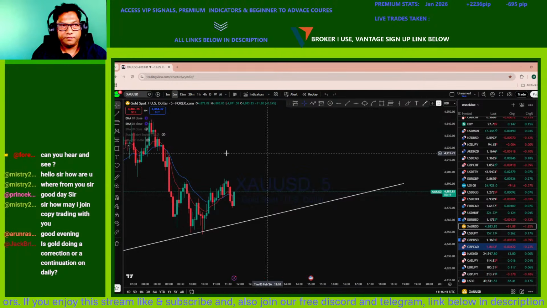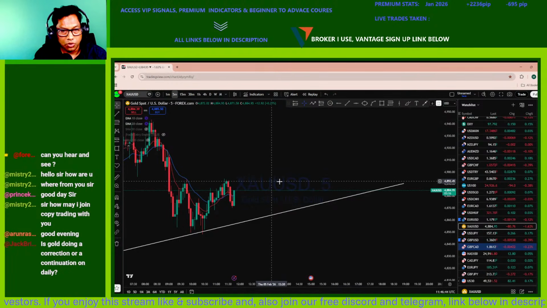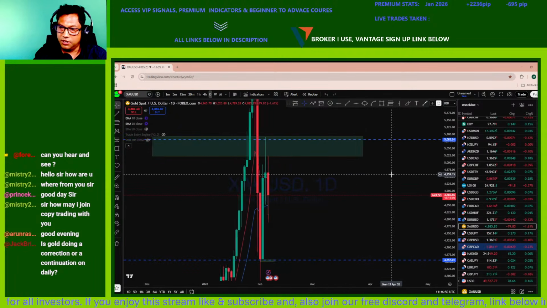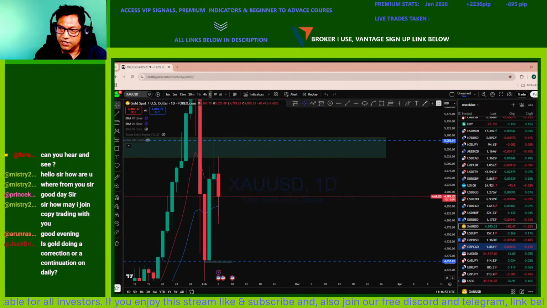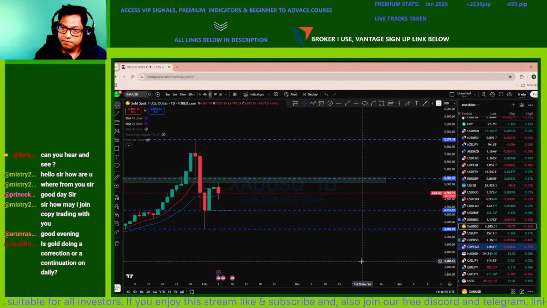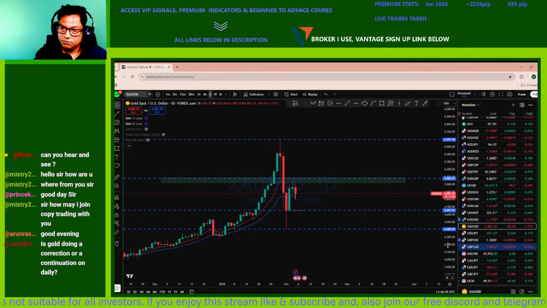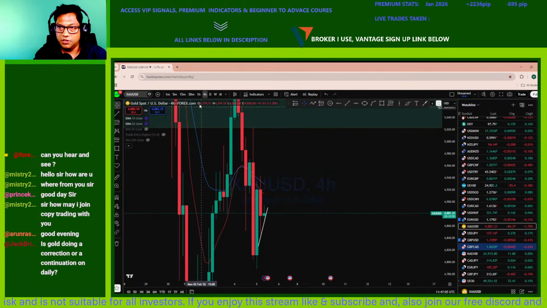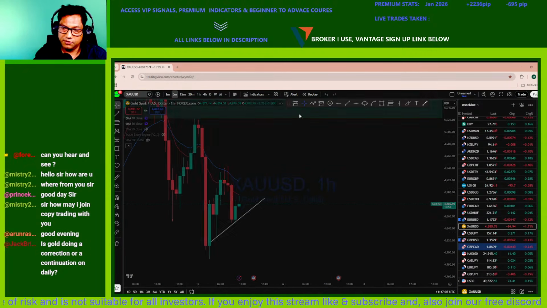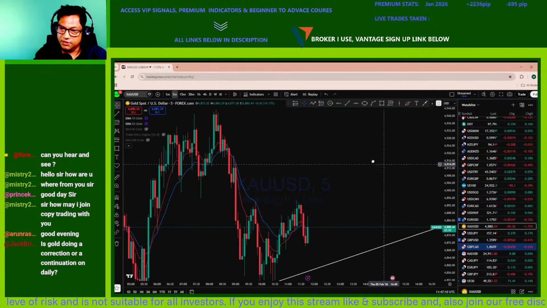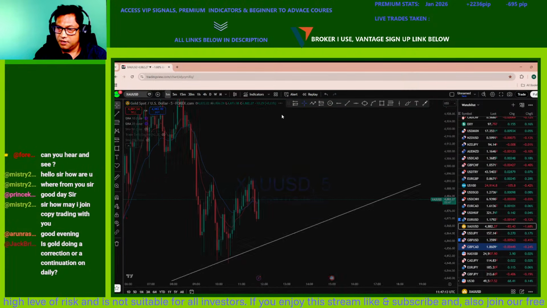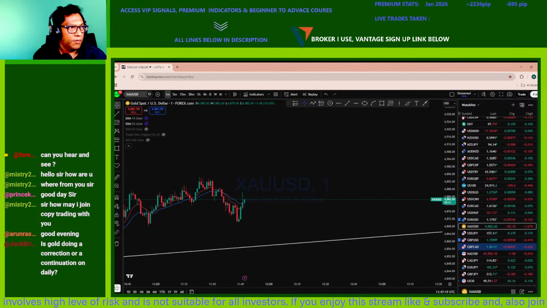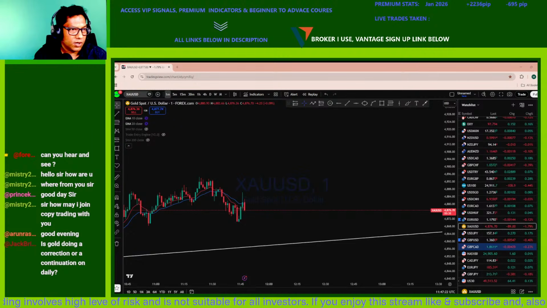All right, so now, by the way, is gold doing a correction for a continuation on the daily? What do you think about this market structure on gold on the daily? It doesn't look very strongly bullish to me at the moment from the technical perspective. The gold price is also moved by many factors, not only technical, but also other factors.